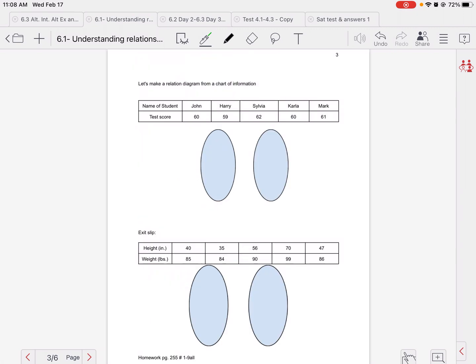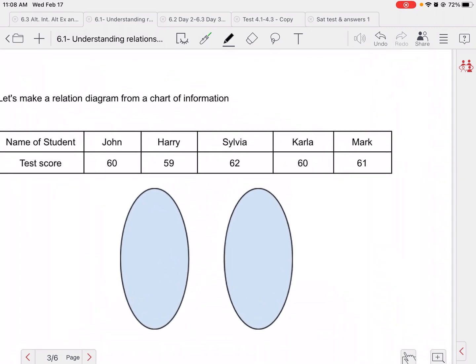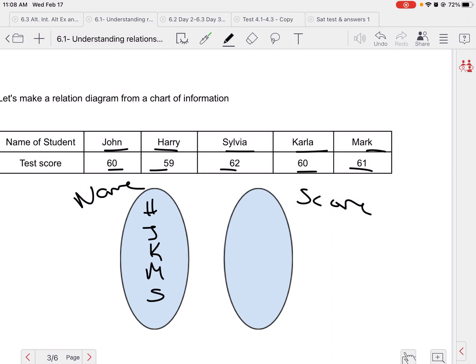All right, so now you should be able to make a chart, okay? So we have the name of the student, that's our input, and their output is their test score. So the name of the student and their score, okay? So I'm going to go ahead and put these in alphabetical order, and I'm just going to shorthand it by their first initial, okay? So we have H, J, K, M, and S, okay? And I'm going to put these in numerical order, okay? So we have 59, 60, 61, 62. Notice I have 2 scores of 60, but I only wrote the 60 once.